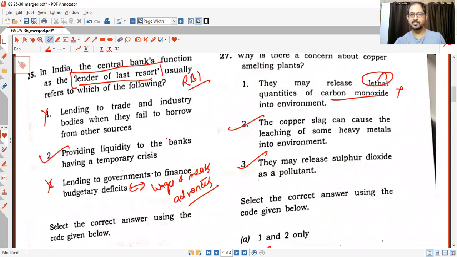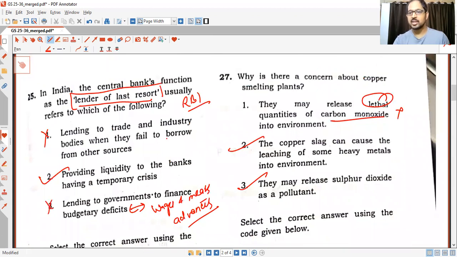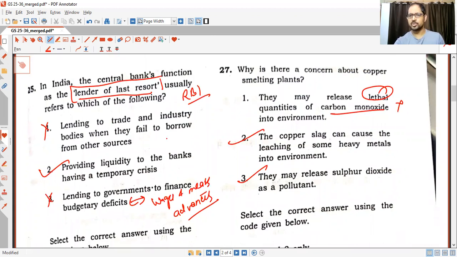Next question. Why is there a concern about copper smelting plants? You must have heard about that in the Kerala case, and also the copper plant where there were some issues. A few deaths were there. So what are the concerns? The first point, they may release lethal quantities of carbon monoxide into environment. They may release some quantity of carbon monoxide, not lethal quantity, into the environment. So point 1 is incorrect.